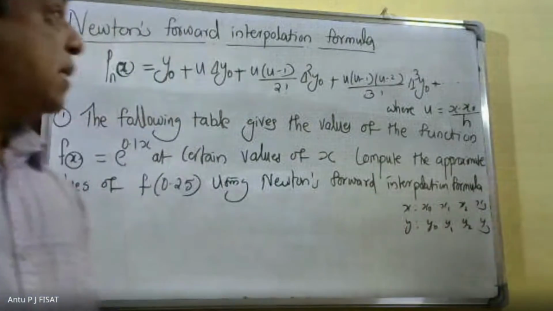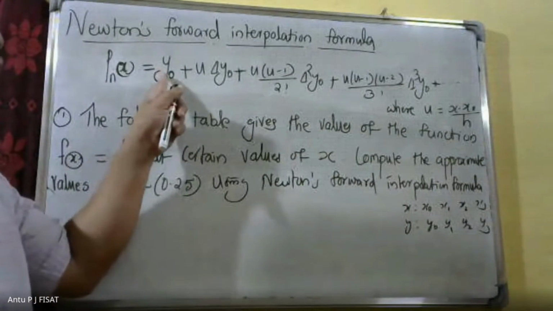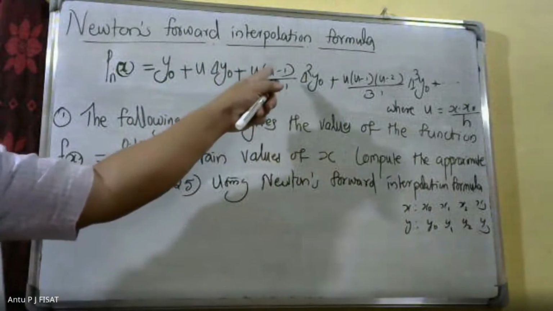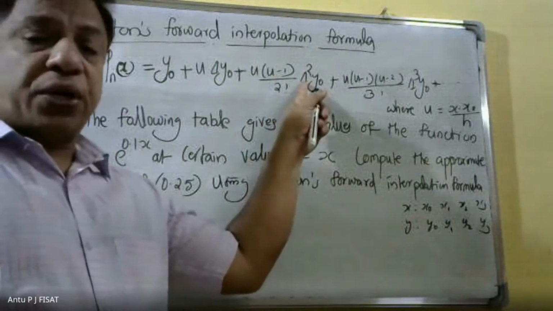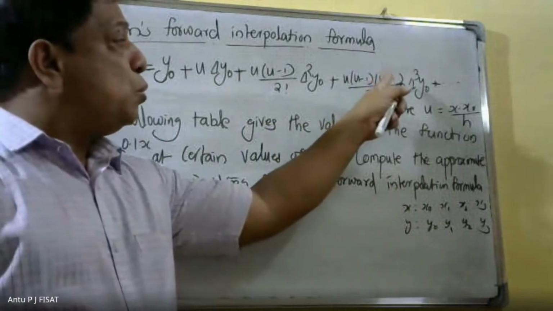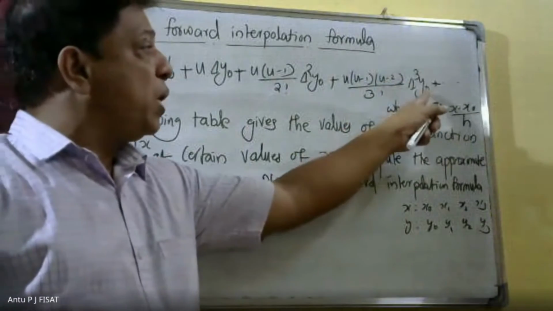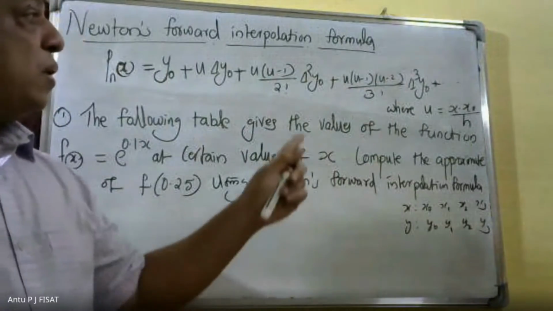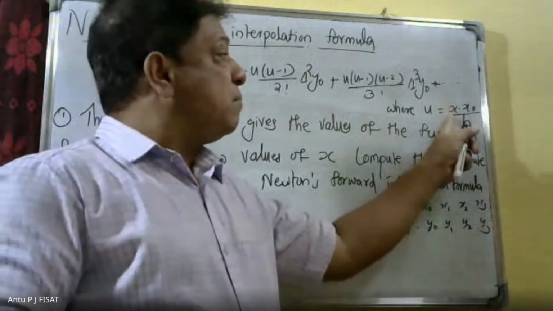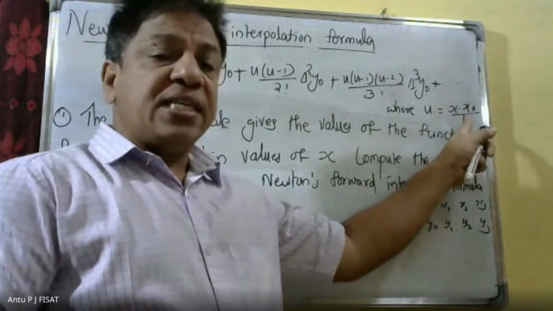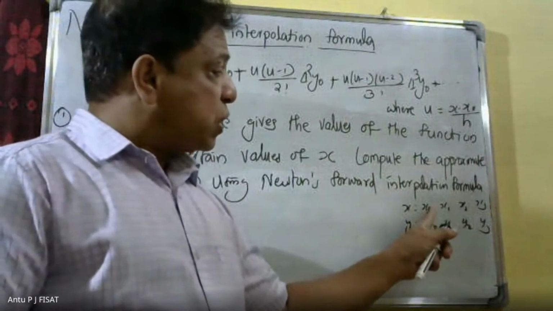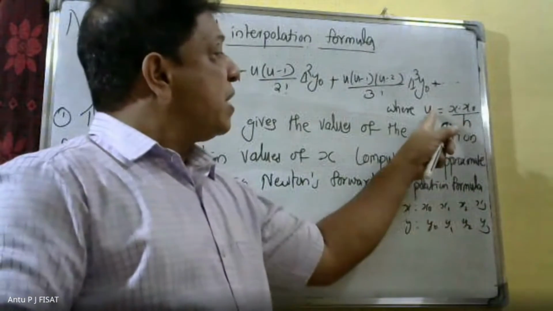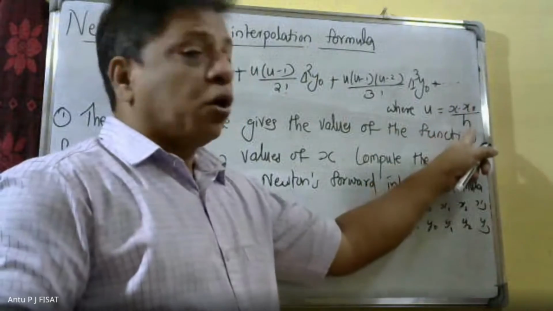The formula says that Pn(x) is equal to y0 plus u into delta y0 plus u into (u minus 1) by 2 factorial delta square y0 plus u into (u minus 1)(u minus 2) by 3 factorial delta cubed y0 plus etc. This is Newton's forward interpolation formula. Here u is equal to (x minus x0) by h, where h is the common difference. Here the difference between x0, x1, x2, x3 will be the same. That is known as h. By using h, we can calculate u equal to (x minus x0) by h.